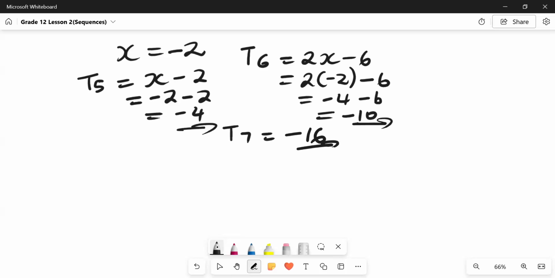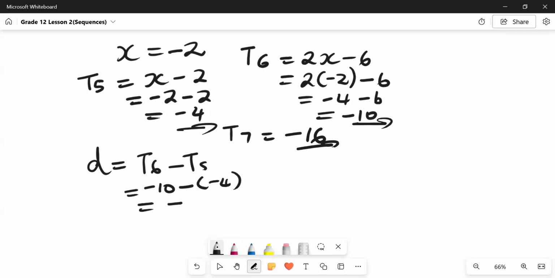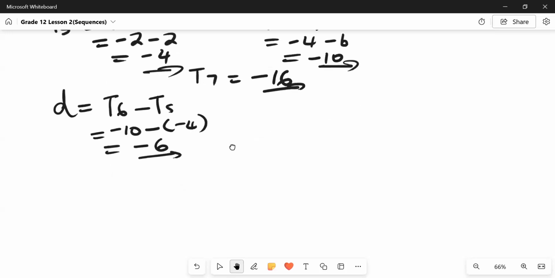And then after substituting, we have to get our D. How do we get your D? T6 minus T5. That's minus 10 minus minus 4. And then this gives us a minus 6, right? So which means our D is minus 6. Now we're looking for the sequence, right?